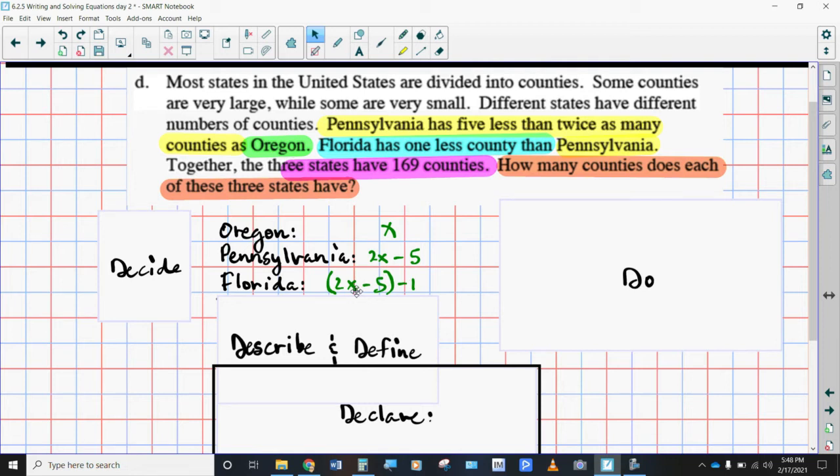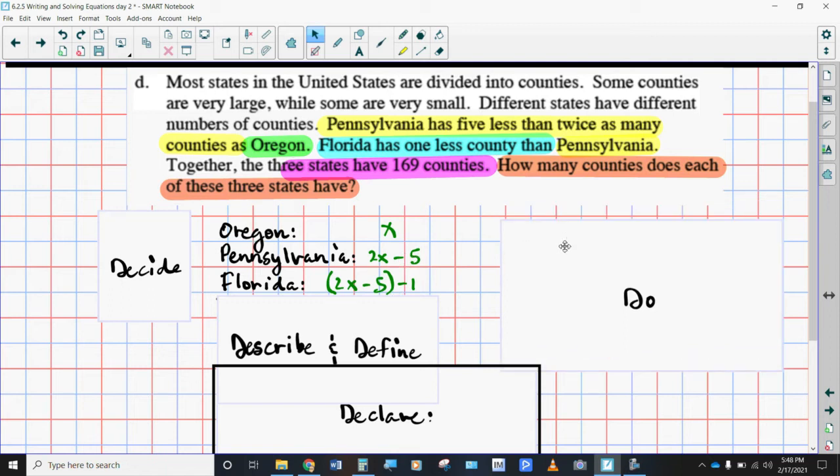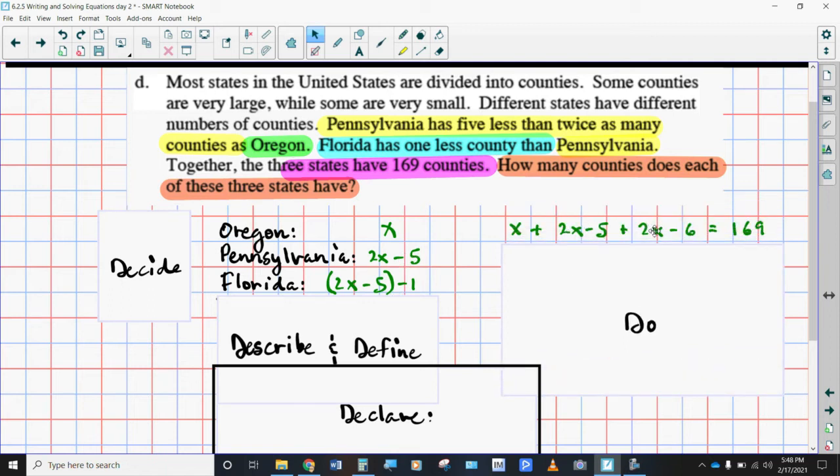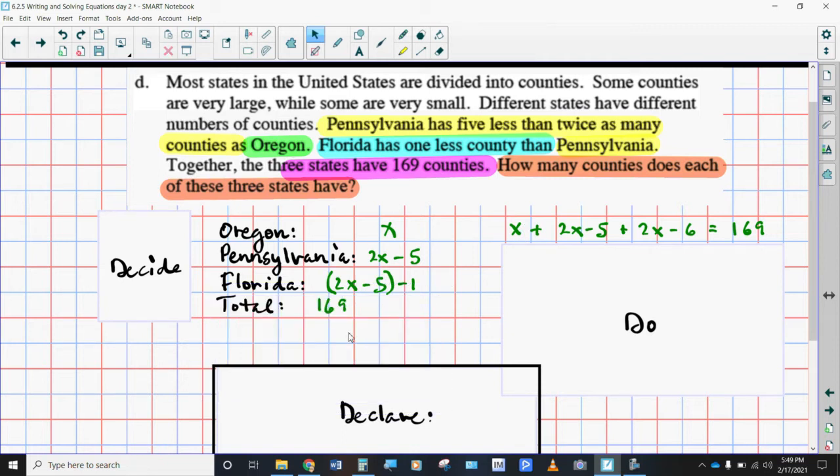So that's going to become 2X minus 6, right? Because -5 minus 1 is the same as -5 plus a -1. And don't mind the fact that I've got parentheses in here. I'm just using the parentheses to show you what Pennsylvania was, okay? So we're going to write Pennsylvania as 2X minus 5, and Florida as 2X minus 6, and Oregon would be X. And the grand total, we know from here, it says 169, so we're going to make all that equal to 169. So let's go ahead and combine like terms.